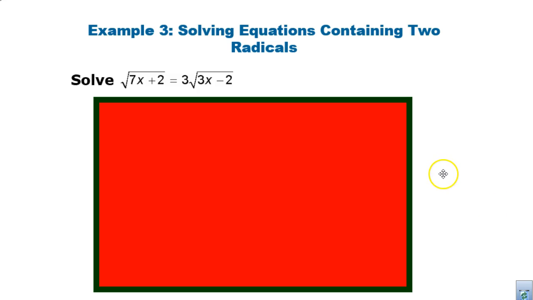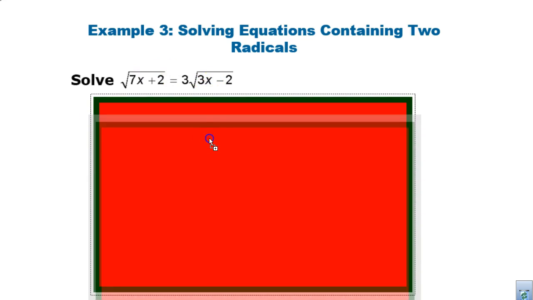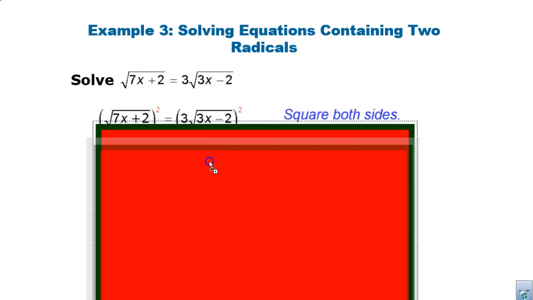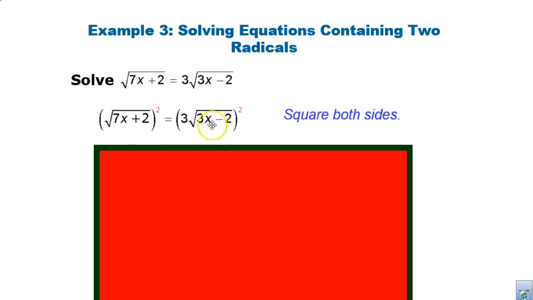This one is a little bit different. You'll notice in example 3 that we have two radicals. In this case, there's no way for me to isolate one of the radicals because I have two of them. I can't add, subtract, multiply, divide, anything across that's going to get rid of those radicals. So instead what I'm going to do is go ahead and square both sides. I'm going to raise both sides to the index.